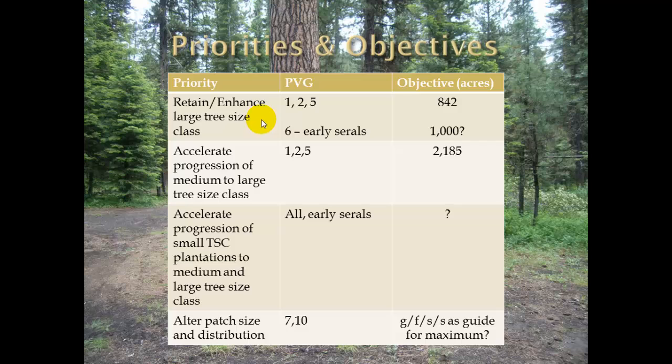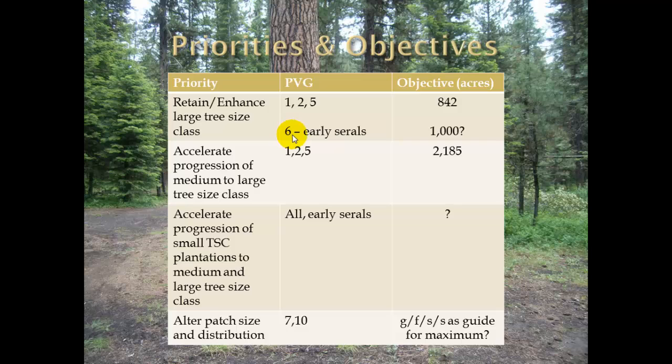I think the retain and enhance large tree size class for PVGs 1, 2, and 5 is pretty clear, and roughly 840 acres in the large tree size class that currently exists has departed from historical conditions and would benefit from treatment. Those are also acres that are likely to produce stumpage receipts that could be used elsewhere.